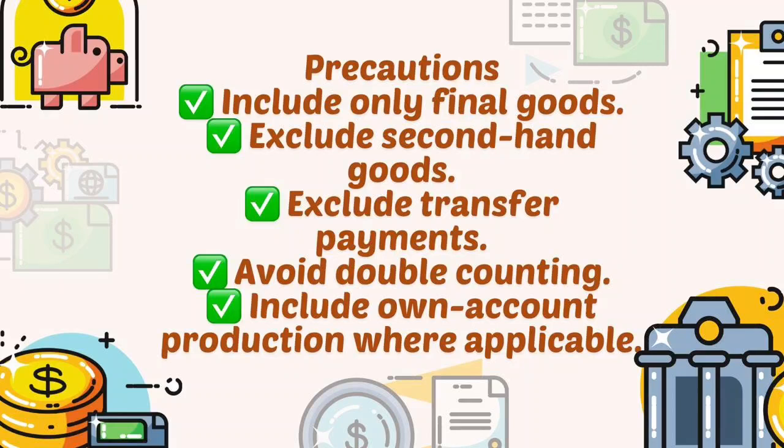Exclude transfer payments. Examples include pensions, scholarships, unemployment allowances, and gifts. These payments are made without any current production of goods or services. Therefore, they are not included in national income.